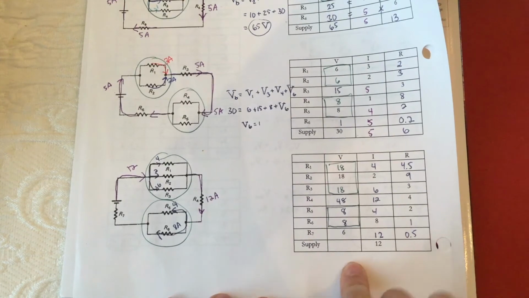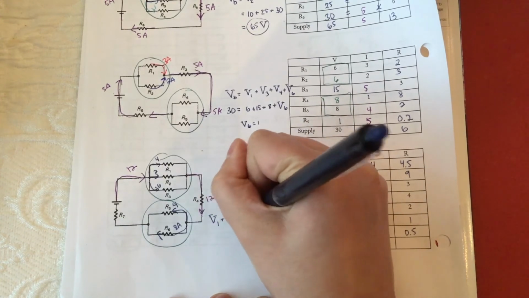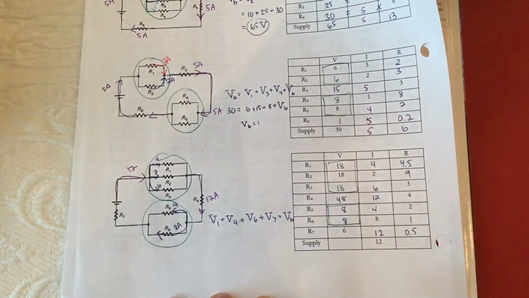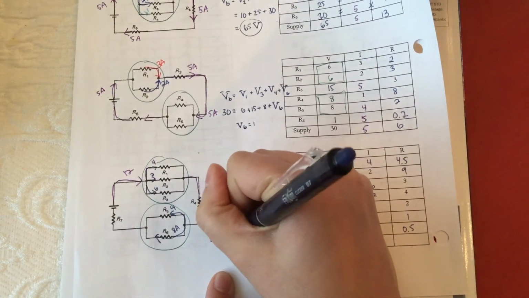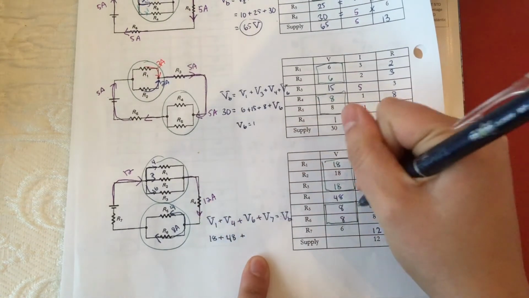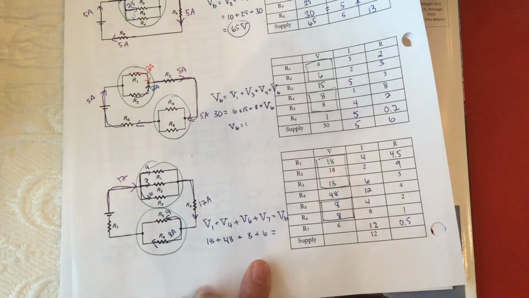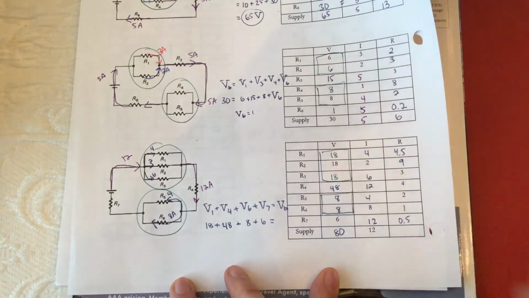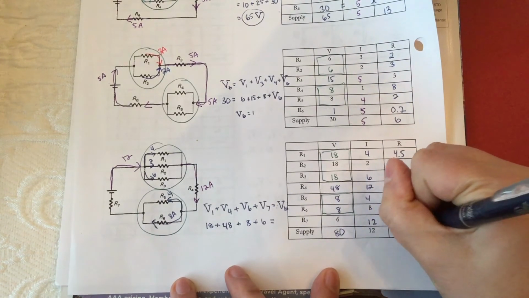Same deal on this one. Picking any closed path. Let's pick path 1, 4, 6, 7. That starts and ends at the battery. 18 volts occurs over R1. It takes 48 volts to get through R4. Big expenditure of energy there. 8 and 6. This gets a power supply voltage of 18 plus 48 plus 8 plus 6, or 80 volts. That gives an equivalent resistance in this problem of like 6 and change.